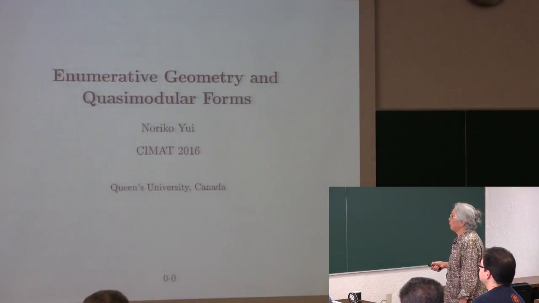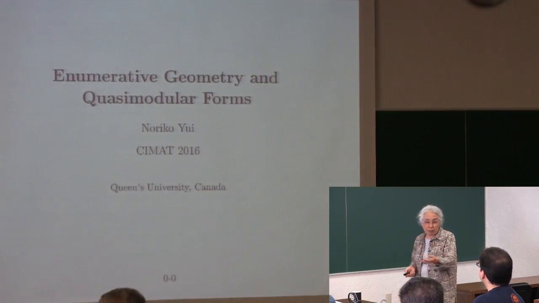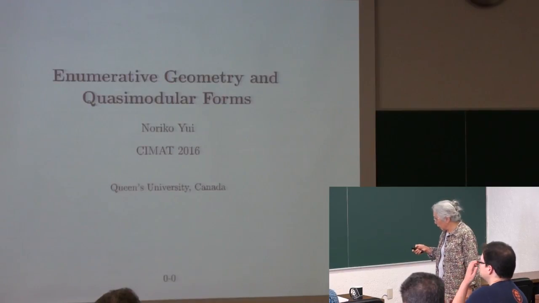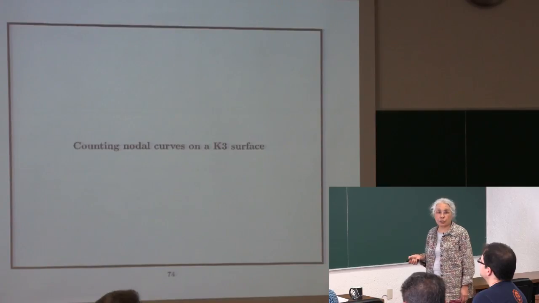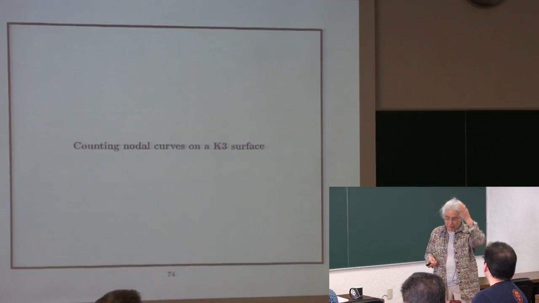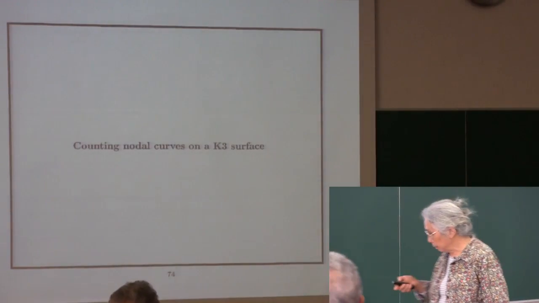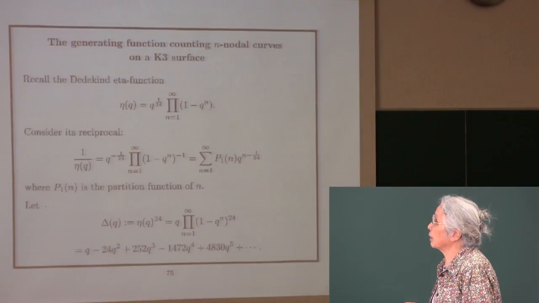So this is something about enumerative geometry. And when you start counting something, generating functions will have modular form properties. So today's lecture is more like counting nodal curves on the K3 surface. Last time we did a bit of mirror symmetry for elliptic curves, but here we'll try to count some nodal curves on the K3 surface.